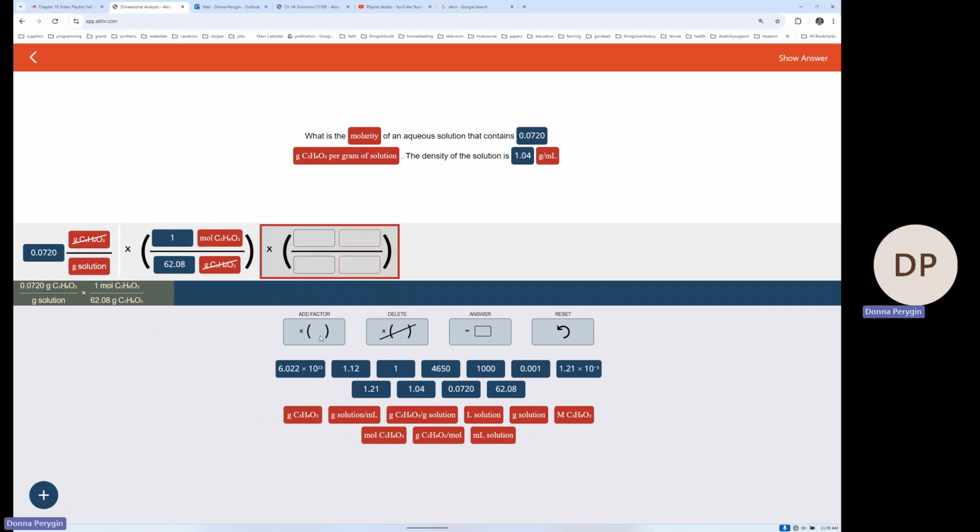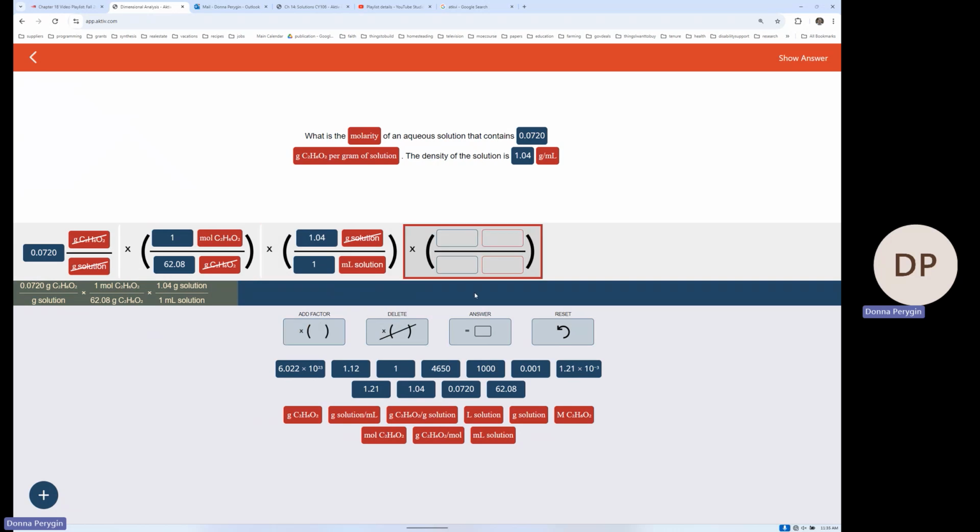All right, we need to add a factor, and next we have the density. So we've got 1.04 grams of solution per 1 milliliter of solution. Now we're going to add a factor. All right, we've got 1,000 milliliters of solution per 1 liter of solution.